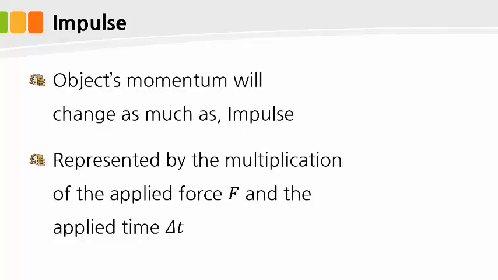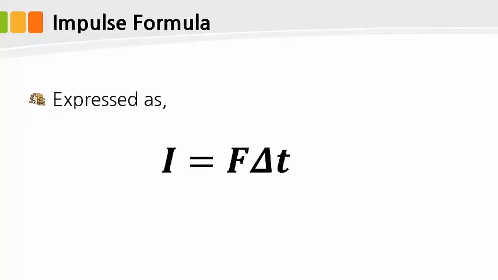The object's momentum will change as much as the impulse if an impact is applied to the object. The impulse I is represented by the multiplication of the applied force F and the applied time, change of time. Let's sum this up in a formula: impulse represents the multiplication of applied force F and applied time, change of time.